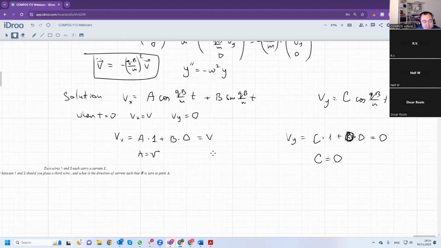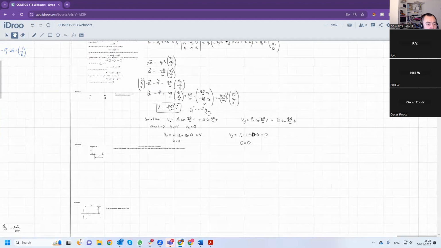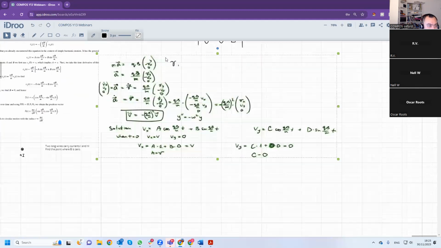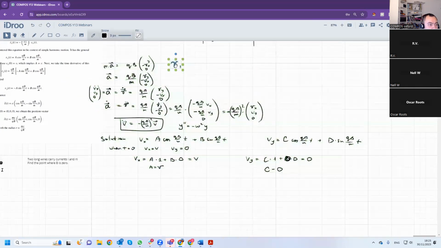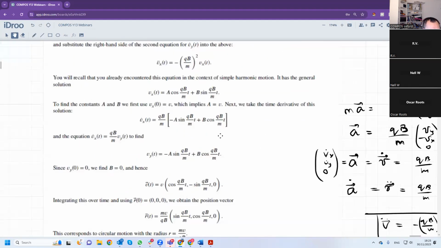Can we assume that B is 0? Well, we can use the initial position to find A and B. Okay, so we do this. I think I found a mistake here.